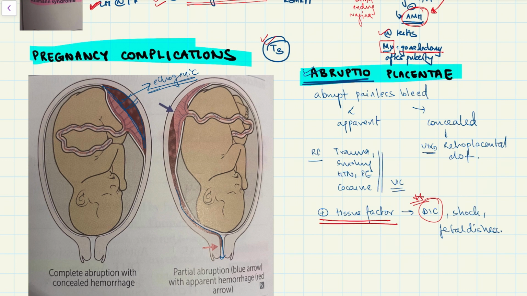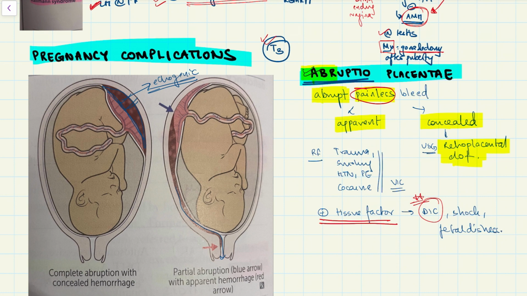So abruptio placenta is the premature separation of the placenta in the third trimester. It is characterized by abrupt, right? It is in the name only, abruptio, painless bleed, which can either be apparent, that is a revealed abruption, or it can be concealed. For a concealed abruption, on USG, a retroplacental clot can be seen.